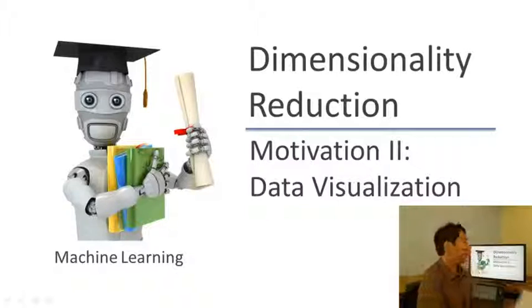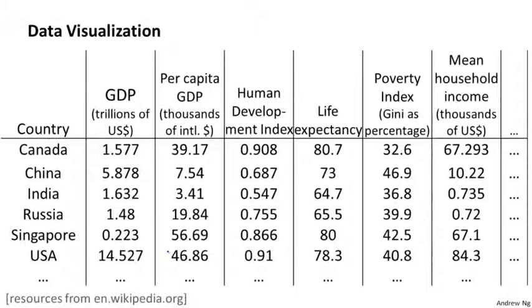Let's start with an example. Let's say we've collected a large data set of many statistics and facts about different countries around the world. So maybe the first feature X1 is the country's GDP, or the gross domestic product. X2 is the per capita, meaning the per person GDP. X3, human development index, life expectancy. X5, X6, and so on. And we may have a huge data set like this with maybe 50 features for every country, and we may have a huge set of countries.